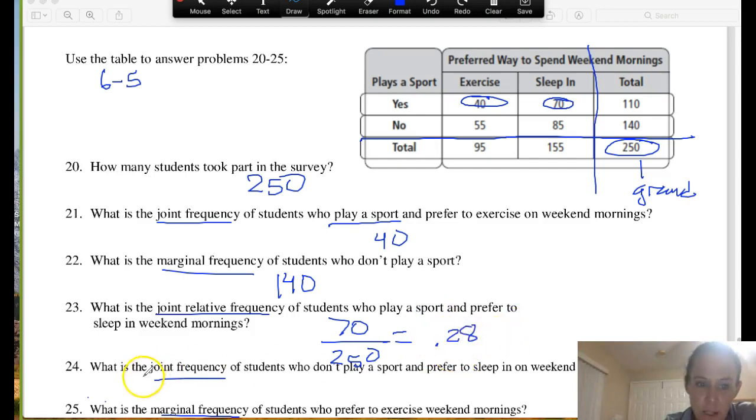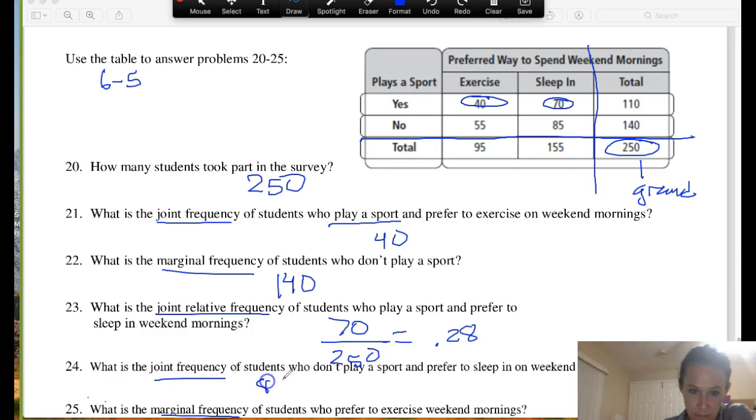All right, let's go to 24. What's just the joint frequency, not relative, just joint, of students who don't play a sport and prefer to sleep in on weekend mornings? So I'm going to go to play a sport, no, and prefer to sleep in, right here. So that would be 85.